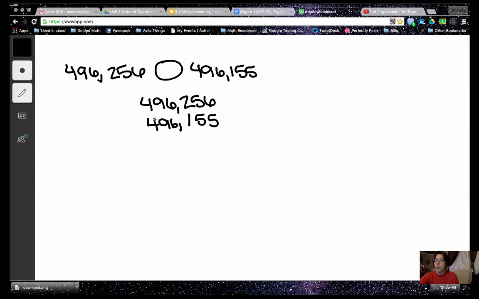Now when we compare, we start comparing from the left to the right. Same, same, same. 2 is greater than 1. So therefore, 496,256 is greater than 496,155.